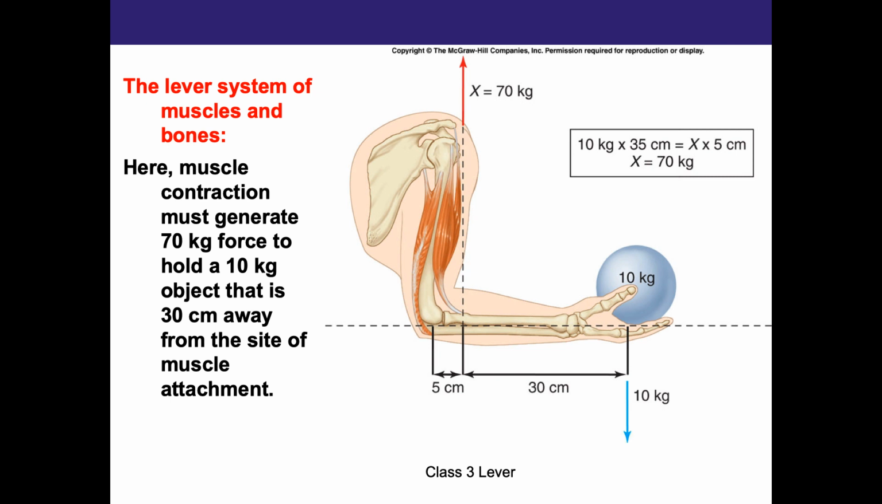Yes, question? I'm confused with the math. Is it divided by 5 centimeters? Yeah, so it would be this: 10 kilograms multiplied by 35 centimeters, that's 350. And then x is how much force needs to be generated by the biceps times 5 centimeters. So we solve for x, we're just going to divide this by 5 centimeters. That's going to cancel out, and that's going to be 350 divided by 5, which would be 70. Yep, sure.